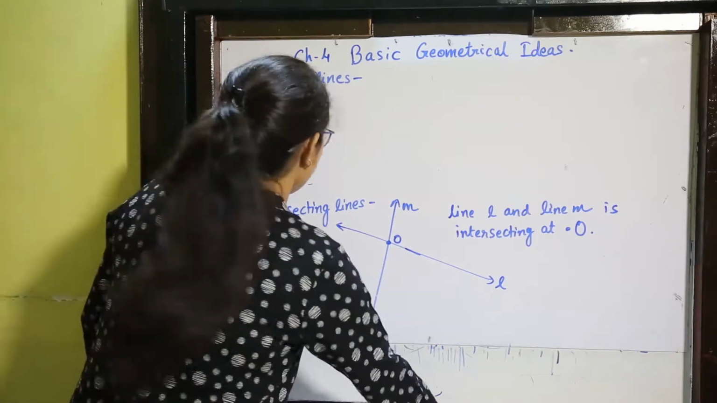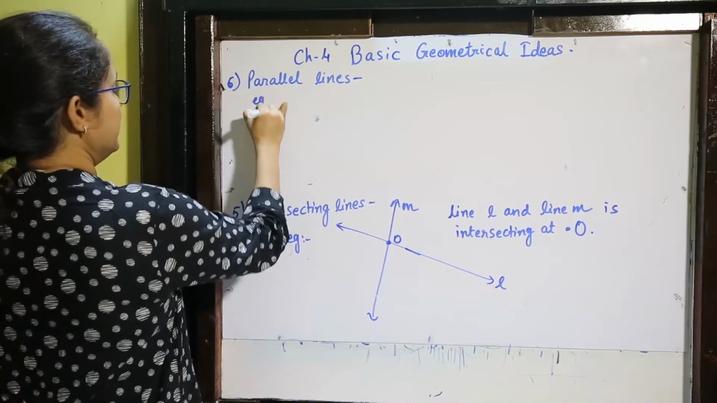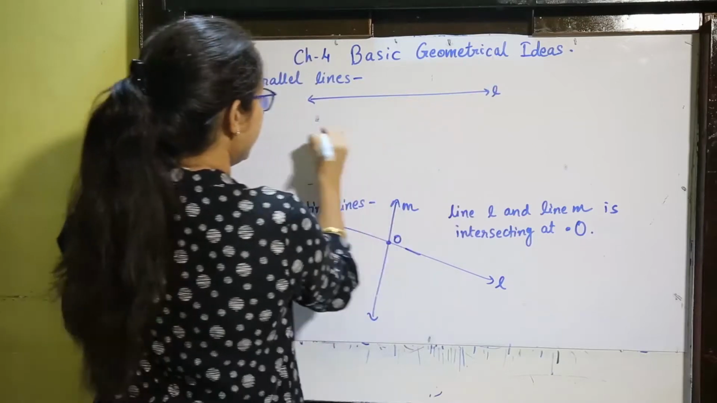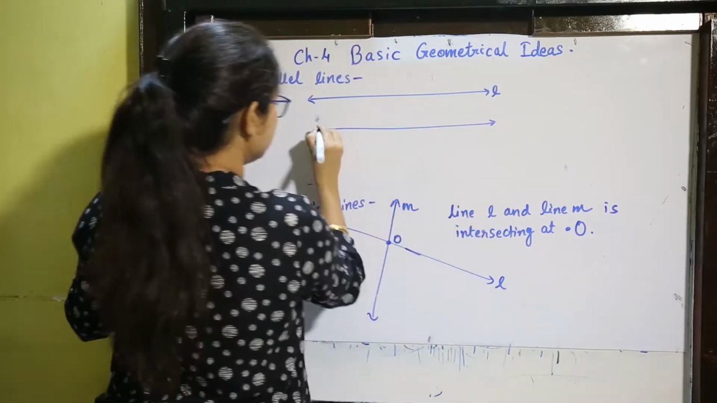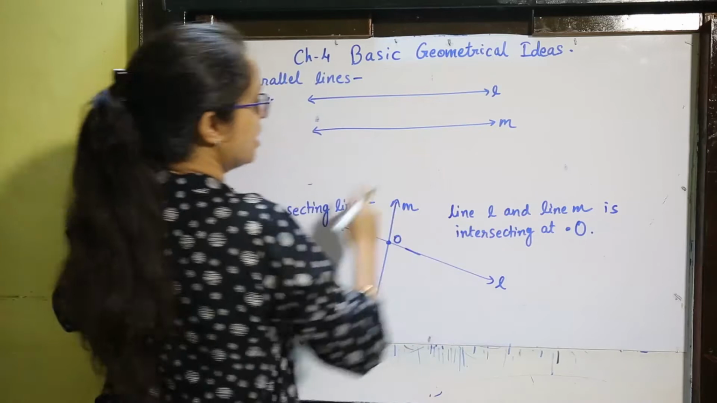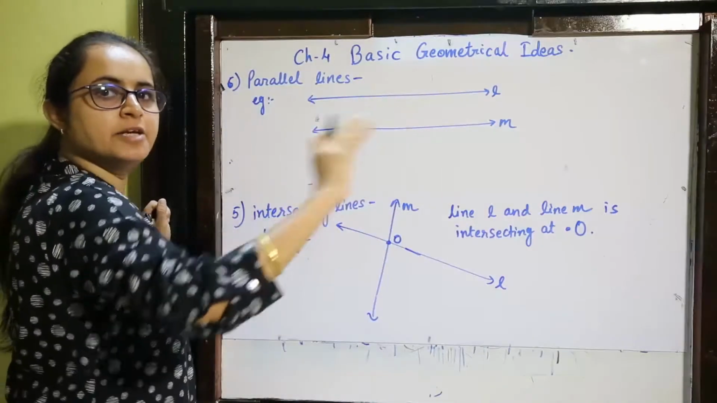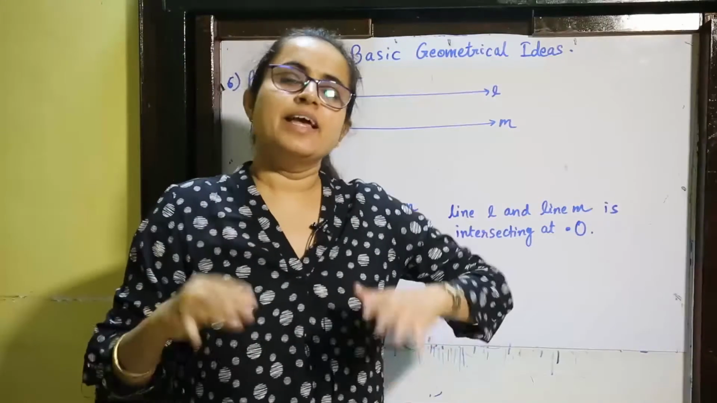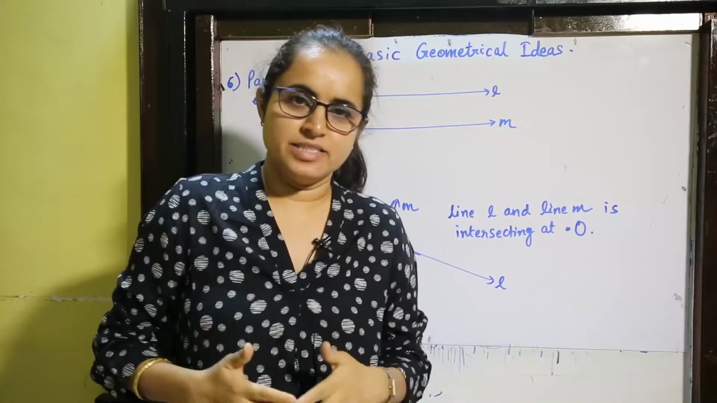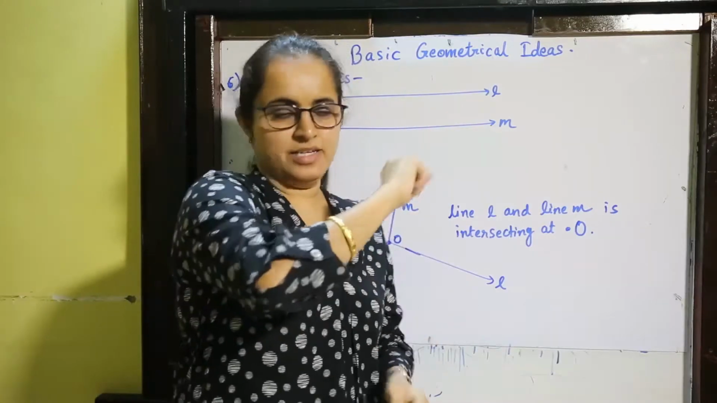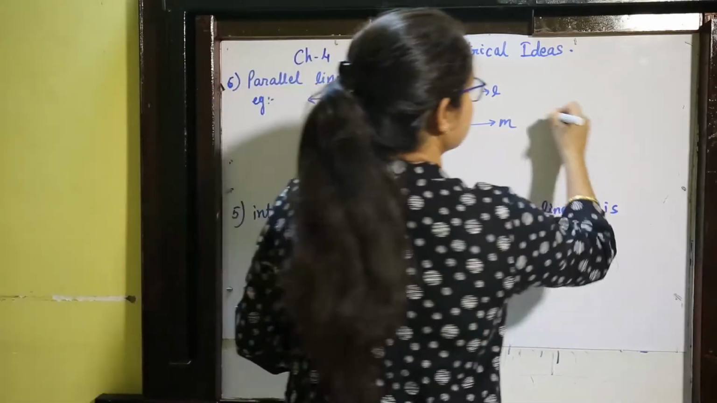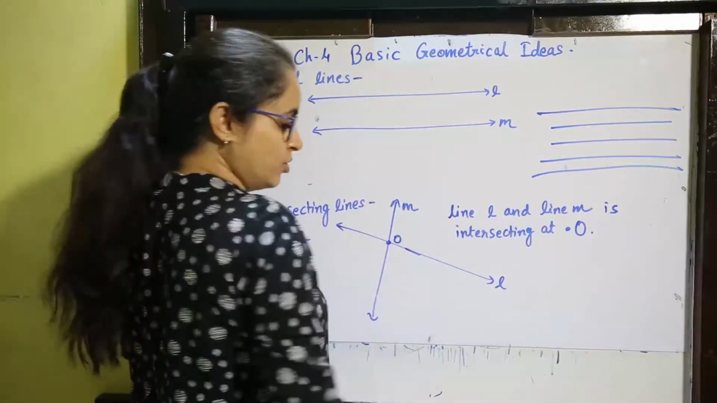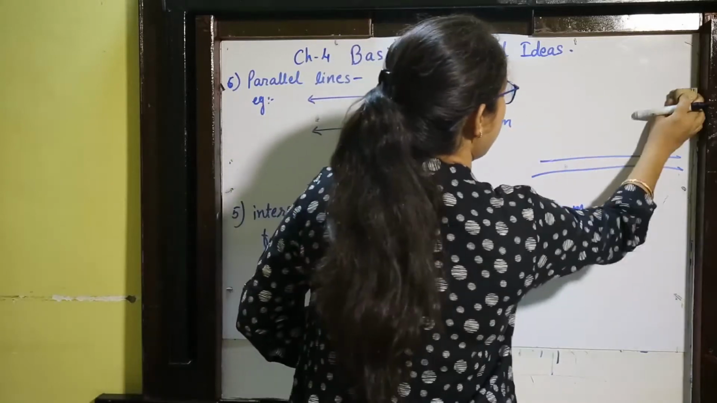So I will show you an example. Suppose this is line L, and exactly below it you draw line M with a pencil. Do you think they are meeting at any point? For example, there are lines in your notebook. Do those lines intersect each other anywhere? No, they will go parallel. The lines in your notebook are like this, they are not intersecting with each other. They go parallel to each other. So they are known as parallel lines.